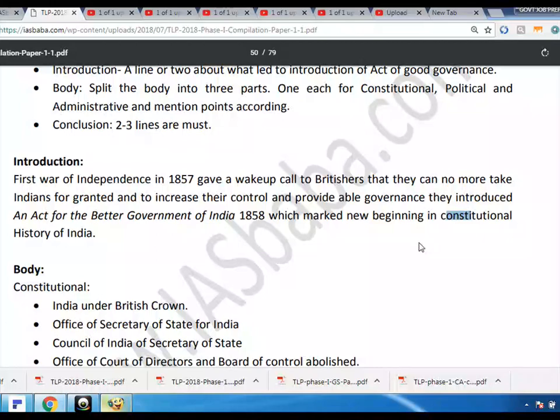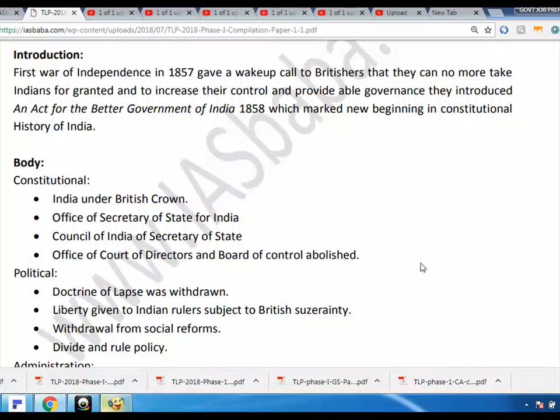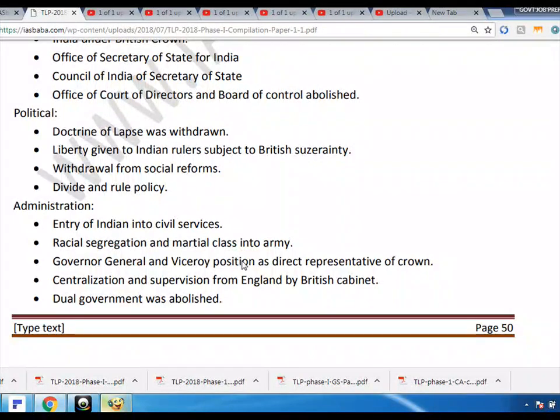Body. Constitutional: India under the British Crown. Office of Secretary of State for India and Council of India of Secretary of State created. Office of Court of Directors and Board of Control abolished. Political: the doctrine of lapse was withdrawn. Liberty given to Indian rulers subject to British sovereignty. Withdrawal from social reforms. Divide and rule policy.